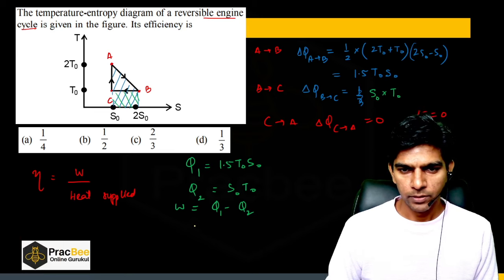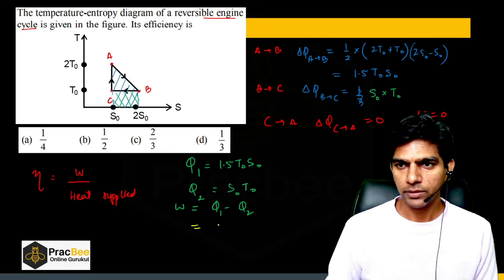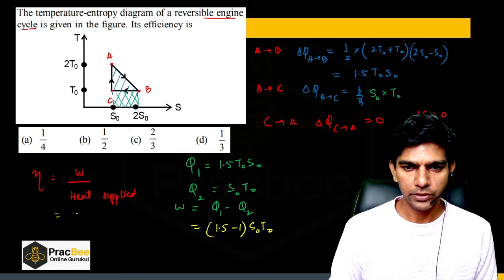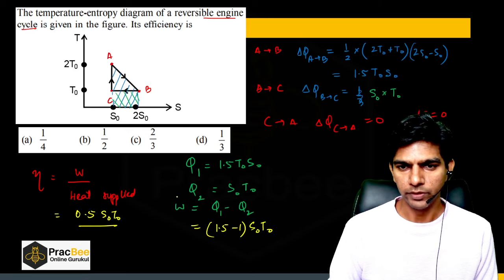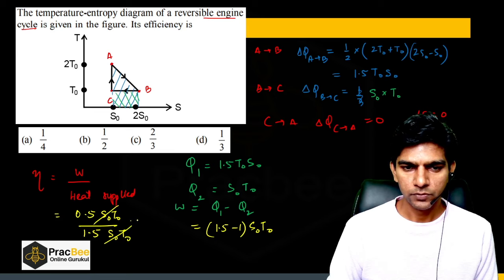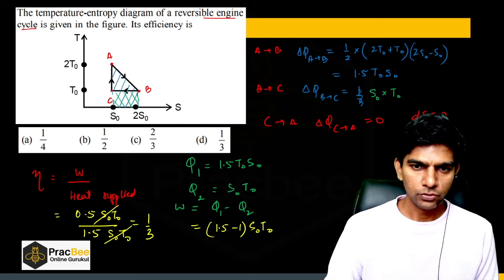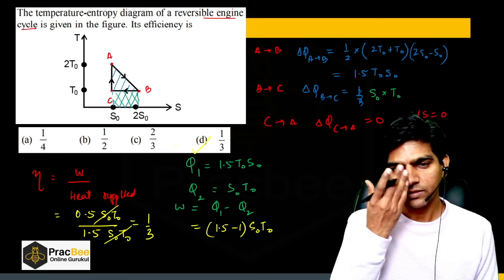Now, I want to find the work done. So Q1 minus Q2, so that will be 1.5 minus 1 times S naught T naught. Okay, now let us put the value. So 0.5 S naught T naught divided by heat supplied, that is Q1, right? So 1.5 S naught T naught, which comes out to be 1 by 3. So option D is the right answer.